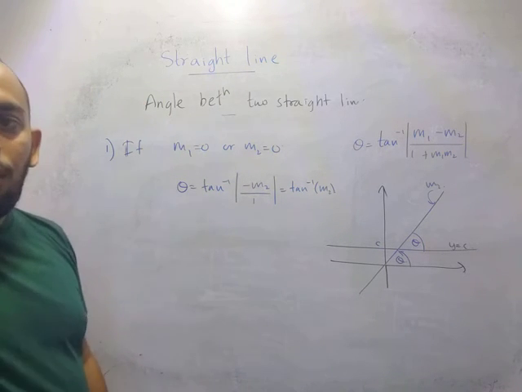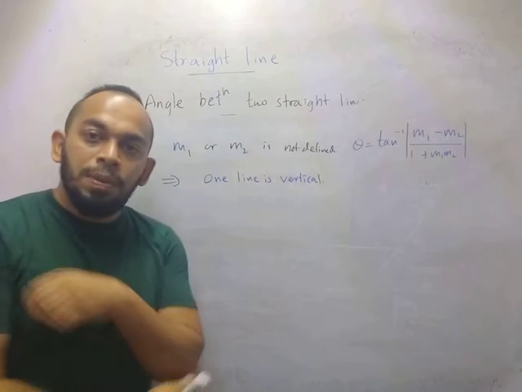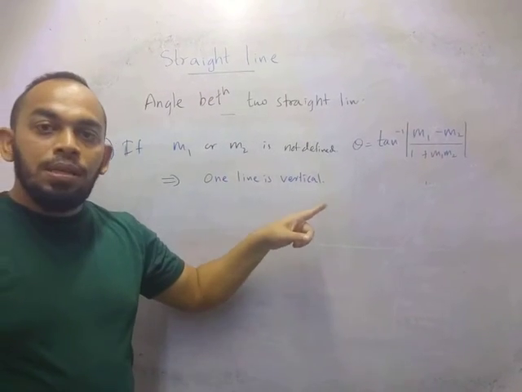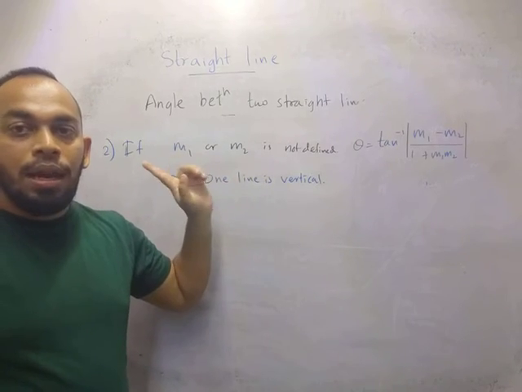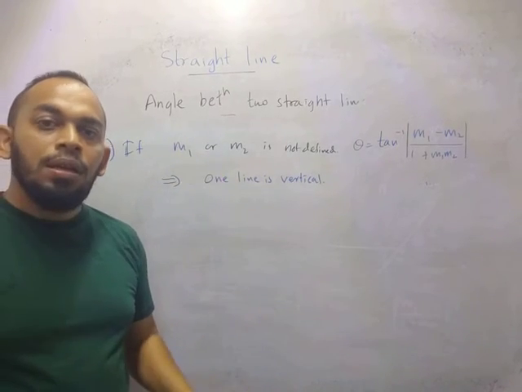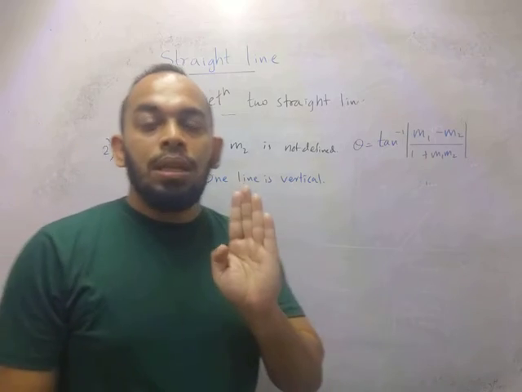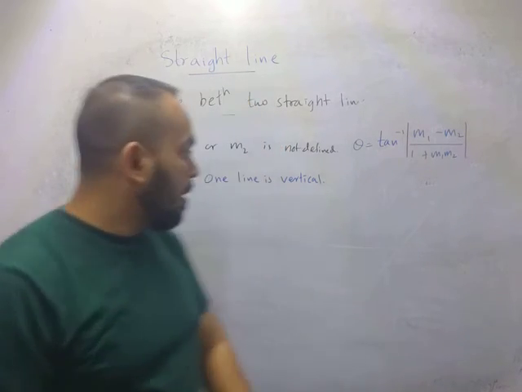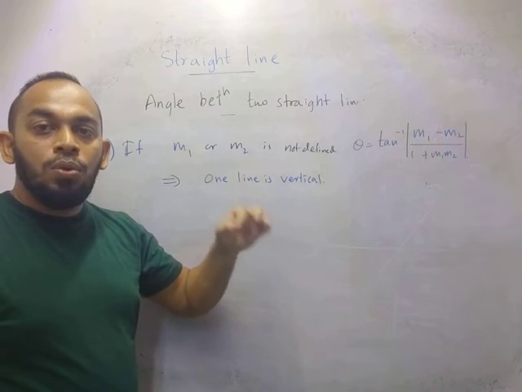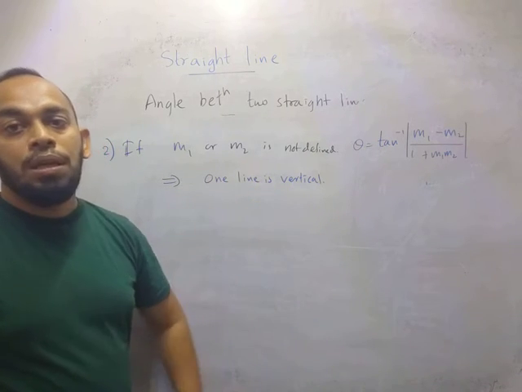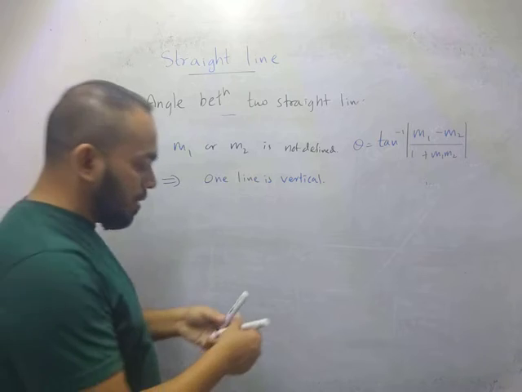So let's look at the other case. The other case being either one of these is not defined. If one gradient is not defined, then you know the line is vertical. So this means one line is vertical. The line whose gradient is undefined would be vertical. So it's a scenario like this.